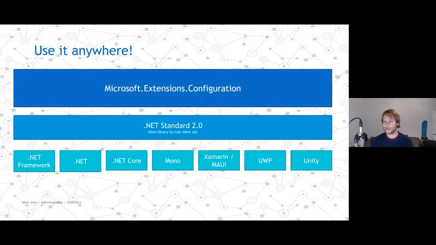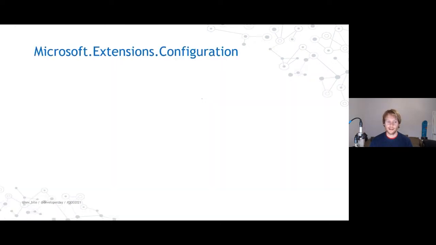All the Microsoft extensions configurations are built on .NET Standard 2, so this means it works anywhere. It works on the old .NET Framework, .NET 5 and 6, .NET Core, Mono, Xamarin, Maui, UWP, and also Unity. So if you ever want to use configuration anywhere, you can pretty much just use the new configuration now.